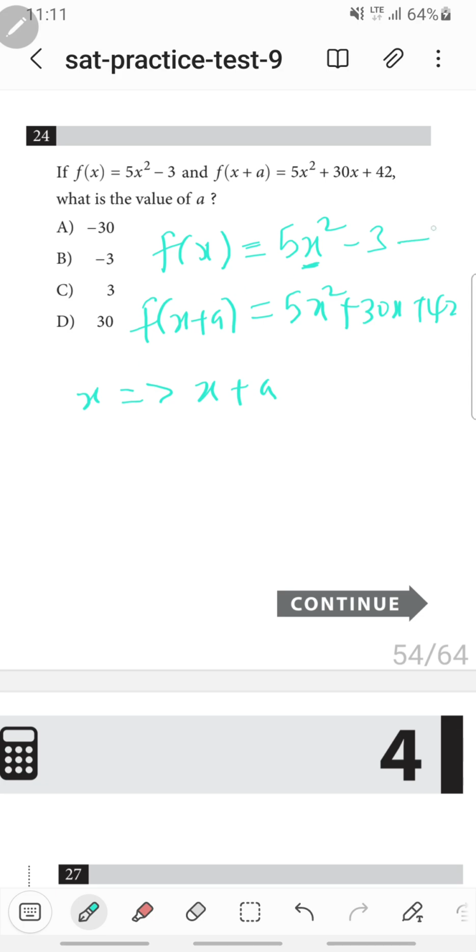Now I'm going back to this first one. That is my f of x plus a. That is, each place that I see x, I'll put x plus a. Now I have x here. Instead of writing x, I'll write x plus a, then this squared minus 3.